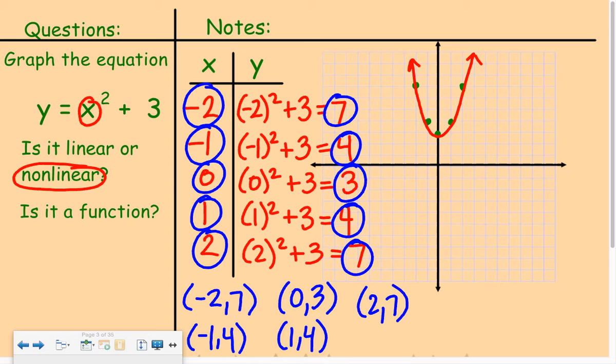And let's do our vertical line test. So make straight lines through our graph. It passes, passes, passes, passes, passes. So yes, it is a function. It passes the VLT.